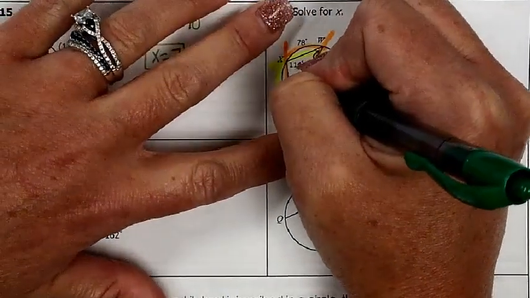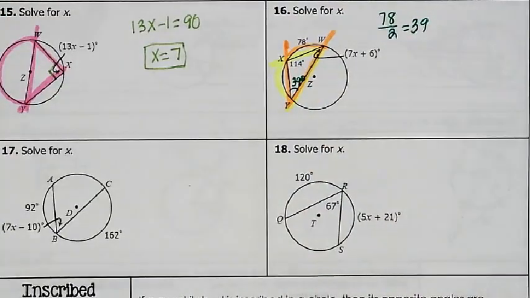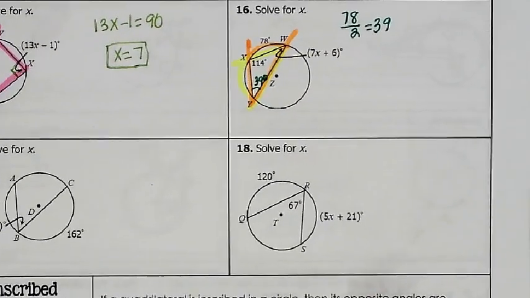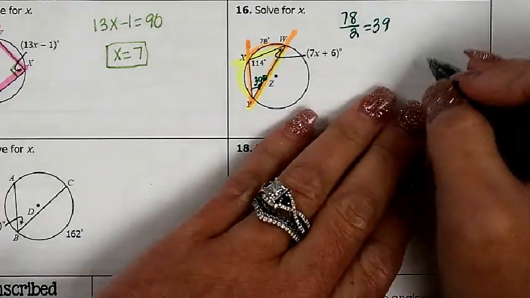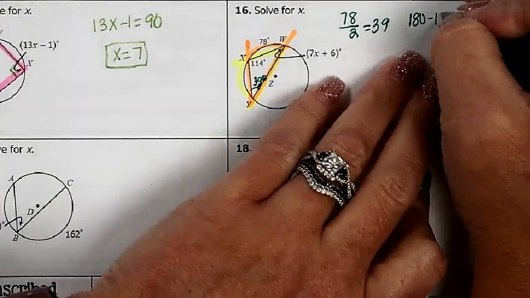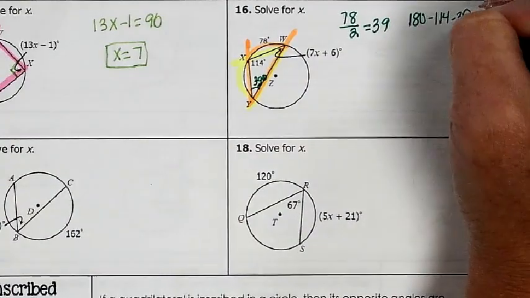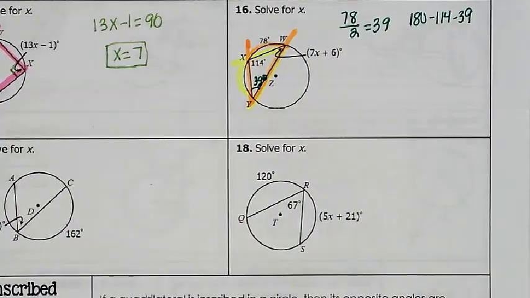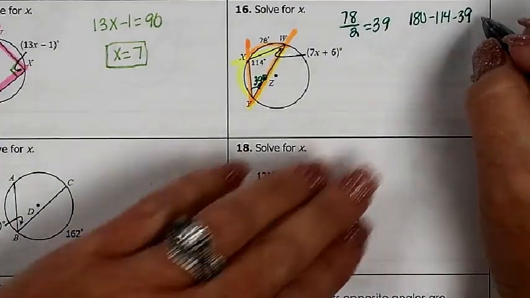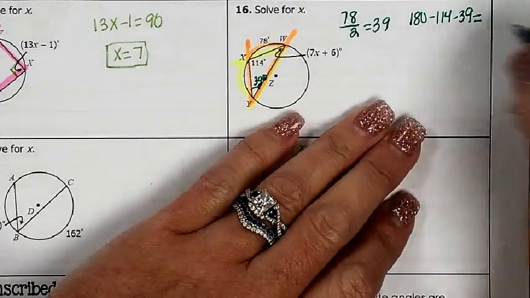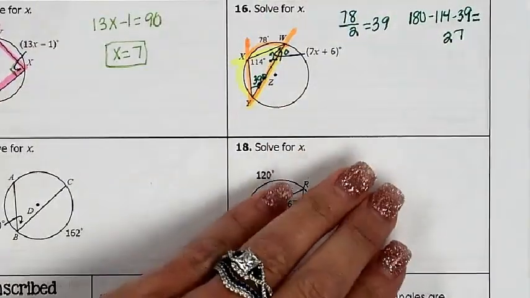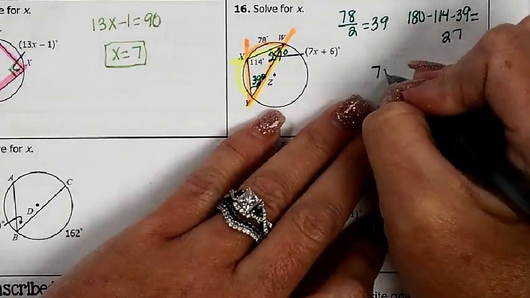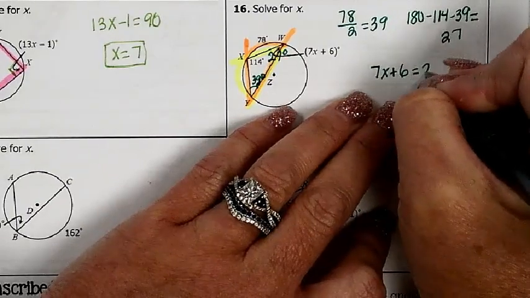Several different ways to see this. This is just how I saw it. So I have a triangle. The sum of the angles in a triangle is 180. So if we do 180 minus the 114 minus the 39, that gives me 27. So that means that this angle here is 27. So I can say that 7x plus 6 is equal to 27, which would give me a value for x of 3.